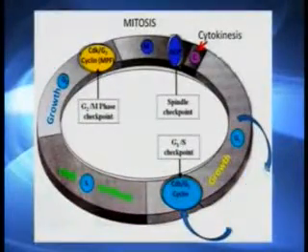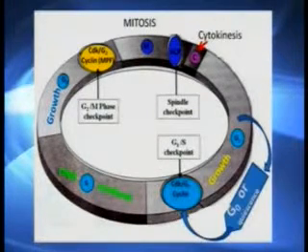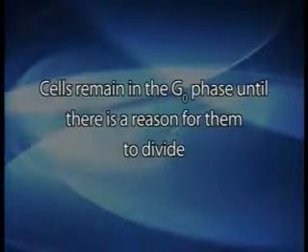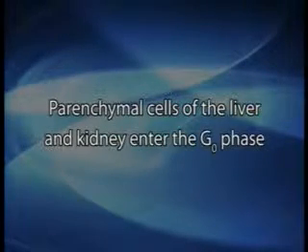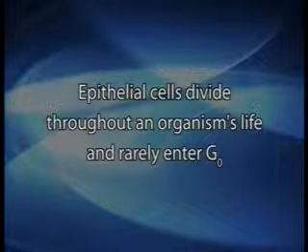During the G0 phase, the cell cycle machinery is dismantled and cyclins and cyclin-dependent kinases disappear. The cell then remains in the G0 phase until there is a reason for it to divide. Some cell types in mature organisms, such as parenchymal cells of the liver and kidney, enter the G0 phase semi-permanently and can be induced to begin dividing again only under very specific circumstances. Other types of cells, such as epithelial cells, continue to divide throughout an organism's life and rarely enter into the G0 stage.